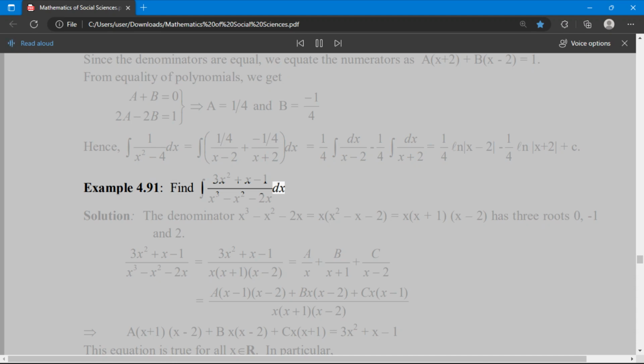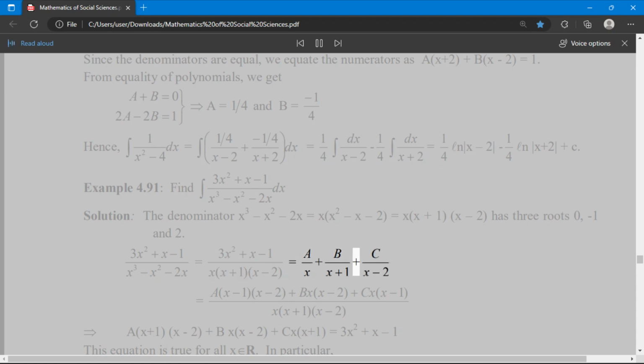Example 4.91. Find the integral of (3x^2 + x - 1)/(x^3 - x^2 - 2x) dx. Solution: the denominator x^3 - x^2 - 2x equals x(x^2 - x - 2), which equals x(x + 1)(x - 2), has 3 roots: 0, -1, and 2.